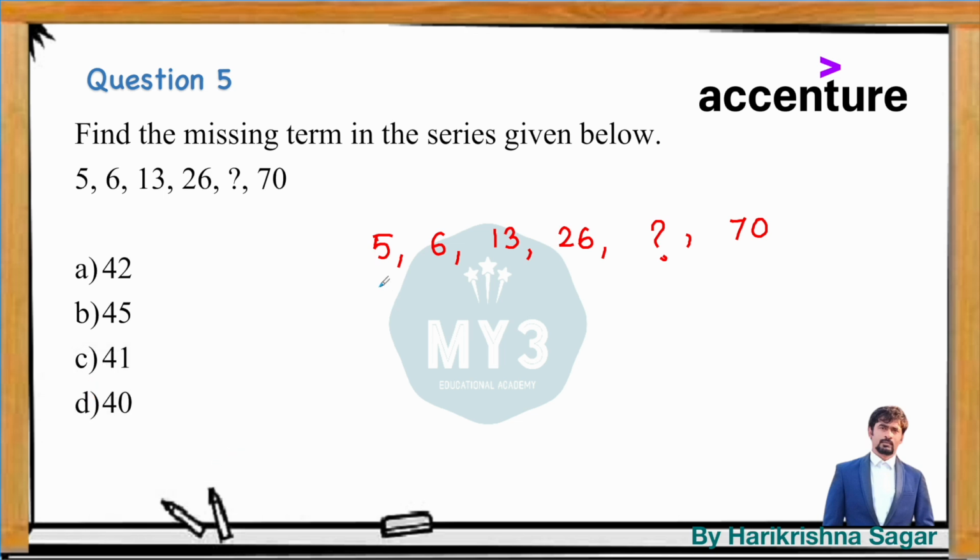If I look at these numbers, 5 and 6, there is a difference of 1. And 6 and 13, there is a difference of 7. 6 plus 7 is 13. 13 and 26, 13 plus 13 is 26. But I didn't understand what is the logic in the first level of difference. So that is the reason I am going with the second level of difference.